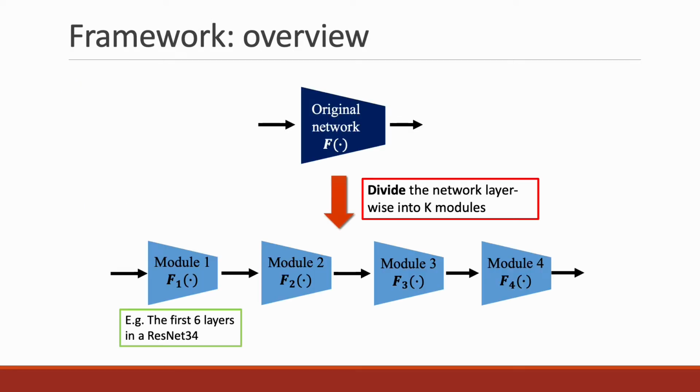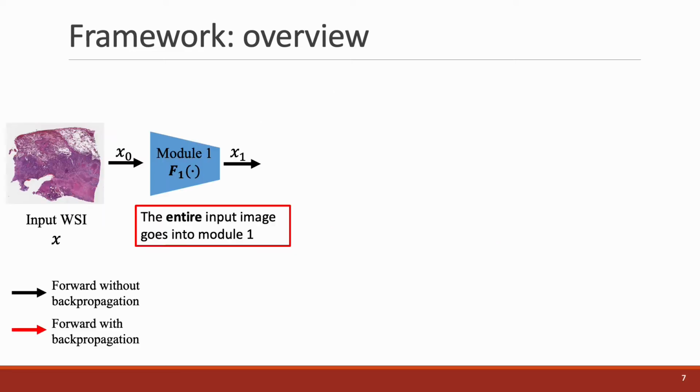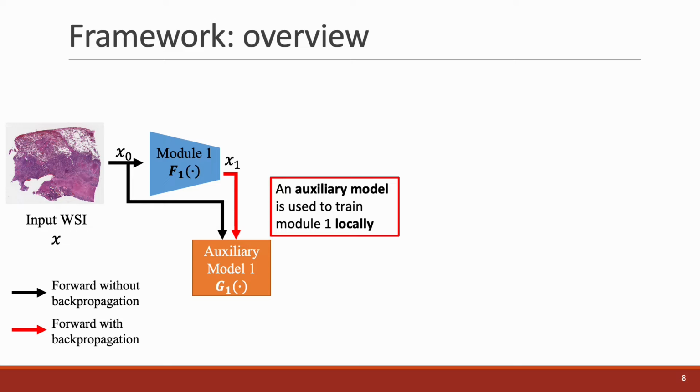Let's look at our framework. The original network, for example ResNet34, is divided layer-wise into K modules. A module can contain any number of layers. For instance, module 1 in our setup contains the first 6 layers of ResNet34. The entire input image goes into module 1. Then, an auxiliary model computes a loss function so that module 1 can be trained locally.